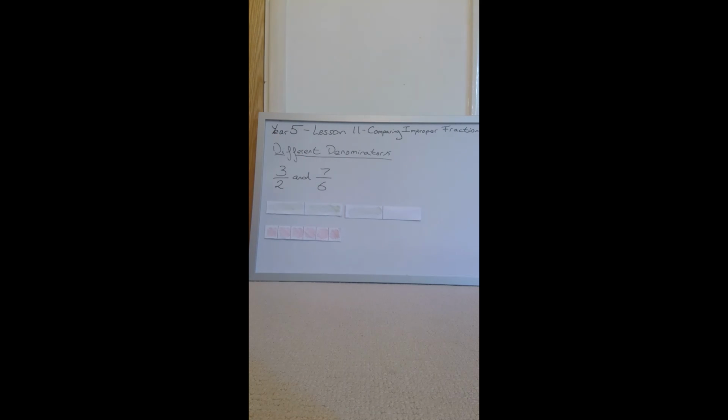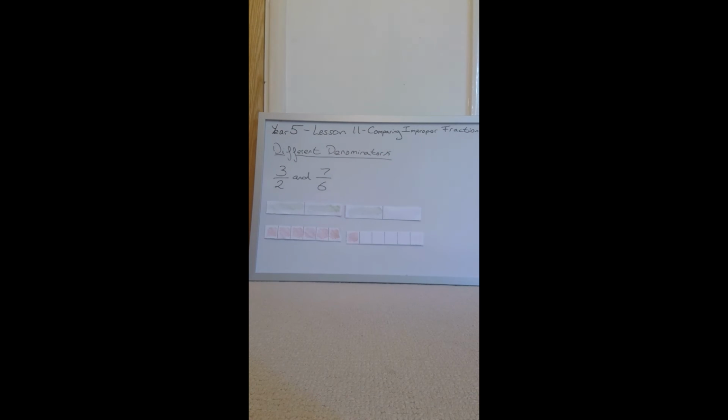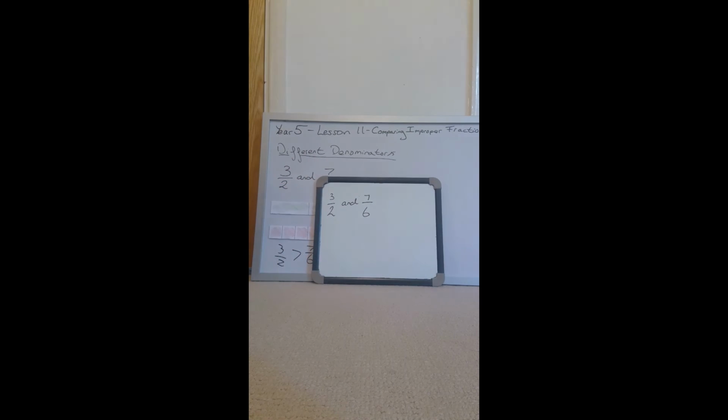And when I compare these visually, I can see straight away that 3/2 is greater than 7/6. So when I write this out now, it becomes 3/2 is greater than 7/6. That was the first strategy. The second strategy involved using your knowledge of common denominators and equivalent fractions. You have 3/2 and you have to compare it to 7/6.